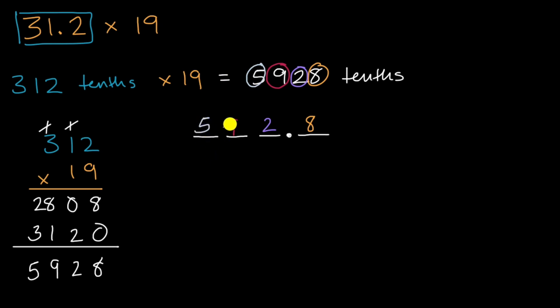Another way to think about it is, we wrote all the places out in terms of tenths. So the 8 went there, and then every place to the left of that went to the place to the left of that. So this is going to be 592 and 8 tenths. So we could write it like that, 592 and 8 tenths.